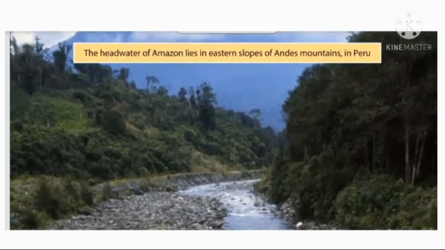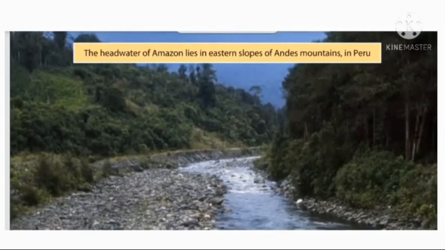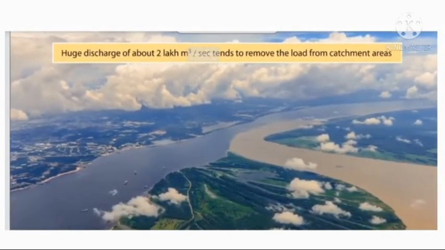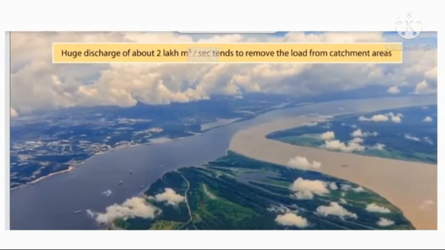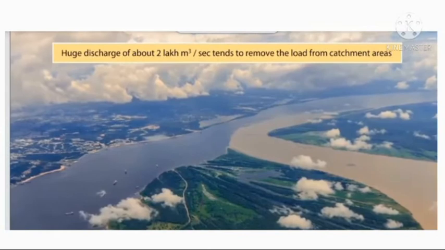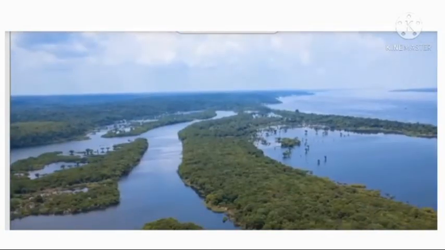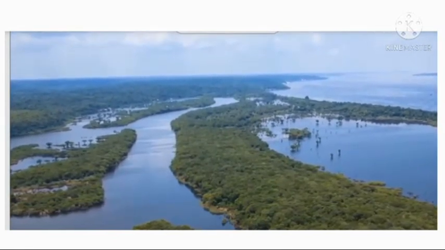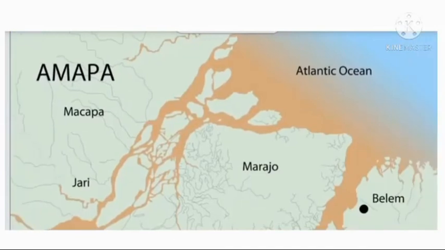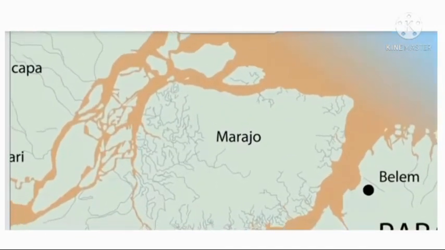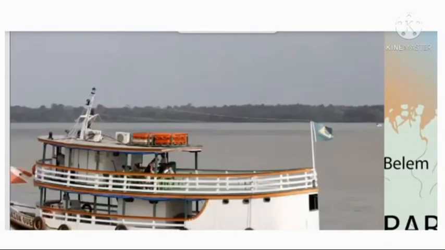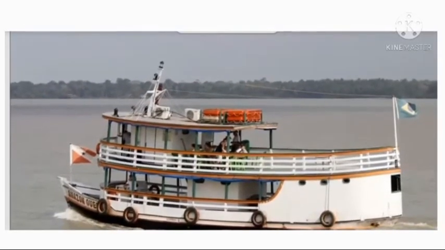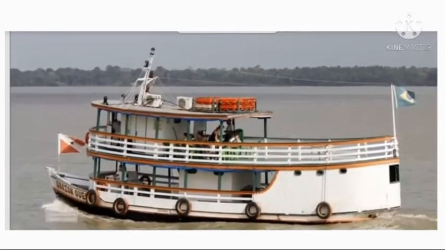Amazon, the largest drainage system in the world, has its source in the eastern slopes of Andes Mountains in Peru. It gets a huge discharge of water, that is about 2 lakh meter cube per second. Consequently, the load received from the catchment area is washed off. Hence, the Amazon lacks any dense network of distributaries, a distinguishing feature of river mouth areas. Instead, a series of islands are formed beyond the coastline into the Atlantic Ocean. The width at the mouth of the Amazon River is 150 kilometers, and a major part of the river is suitable for navigation.